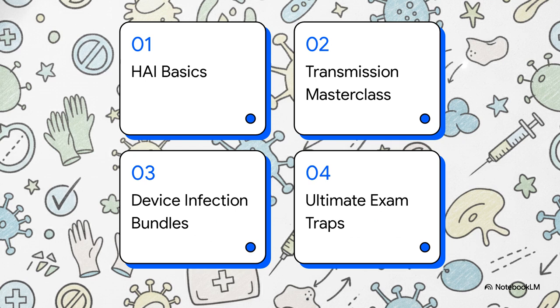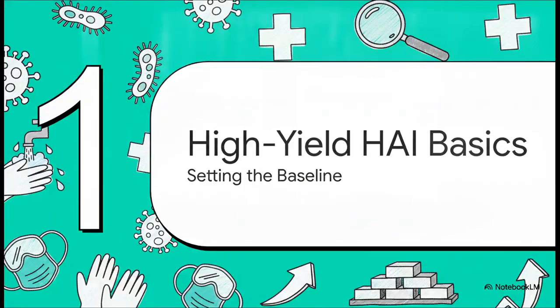Number 1, high-yield HAI basics. Number 2, a transmission precautions masterclass. 3, device-associated infection bundles. And 4, the ultimate exam traps. Let's do this. Section 1, high-yield HAI basics, setting the baseline.